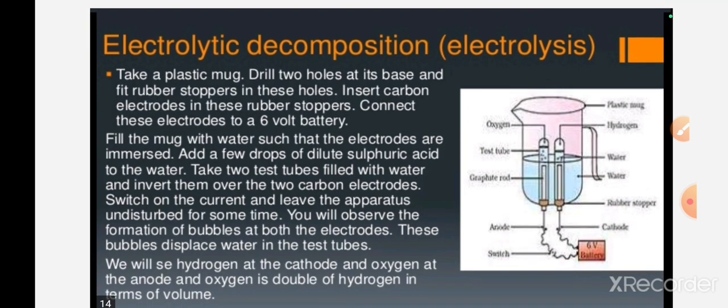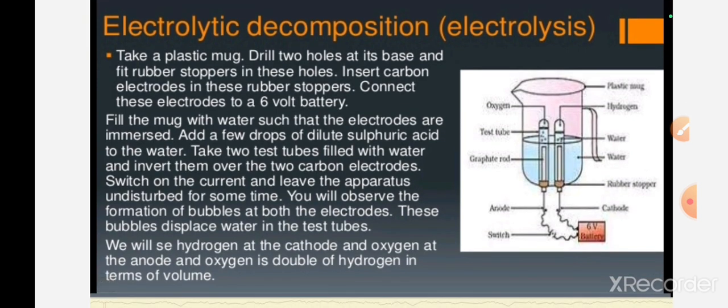Then electrolytic decomposition. Three types of decomposition will occur: because of heat, because of light, and because of electricity. Here, electricity is used. That's why it's electrolytic decomposition. It's also called electrolysis. See them.